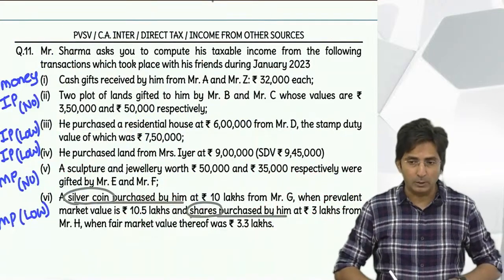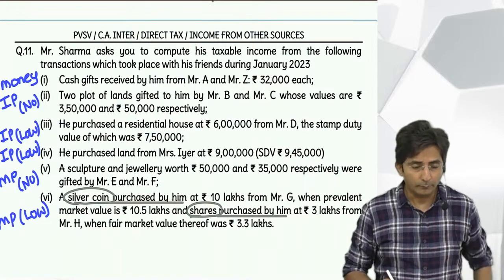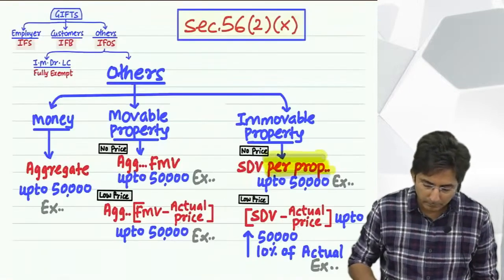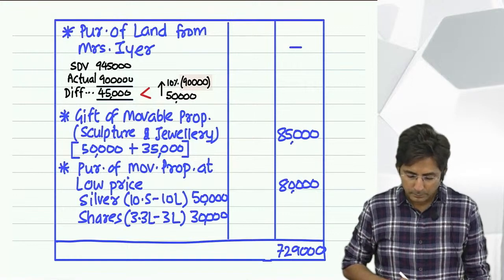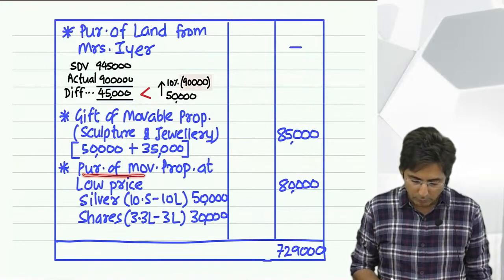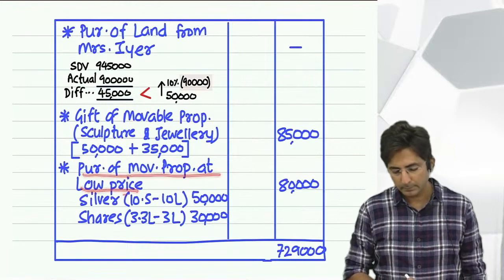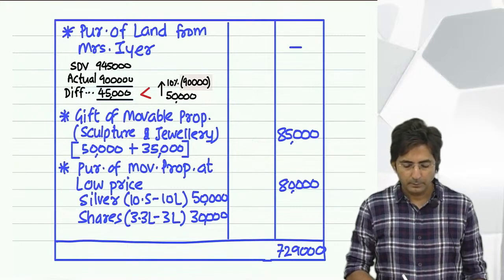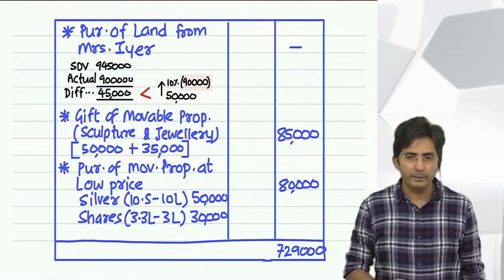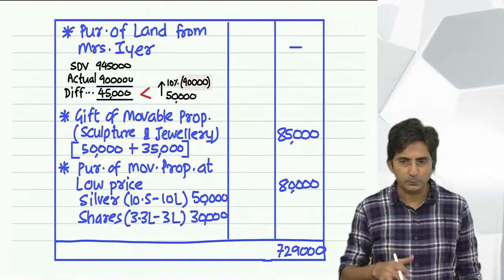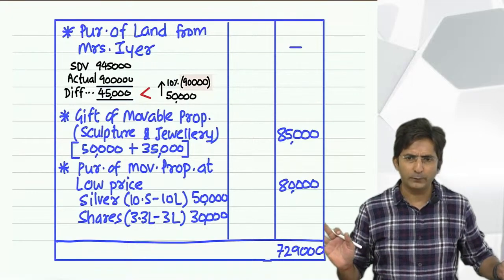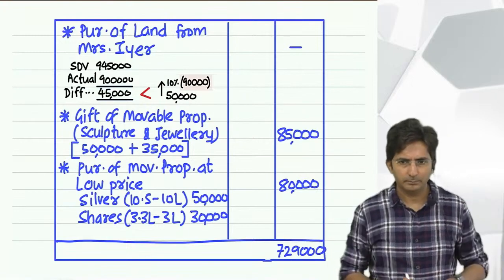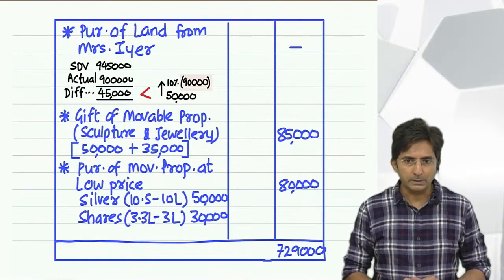So is it taxable or exempt? Taxable, because the total is coming above 50,000. So write this in the solution. See how I have shown: purchase of movable property at low price. If you get something for free, the language should be gift. If you get it at low price, the language should start with purchase. Make a fixed protocol. Instead of thinking what to write, make a rule. You got something for free, your language should be gift of so and so. If it is at low price, purchase of so and so.